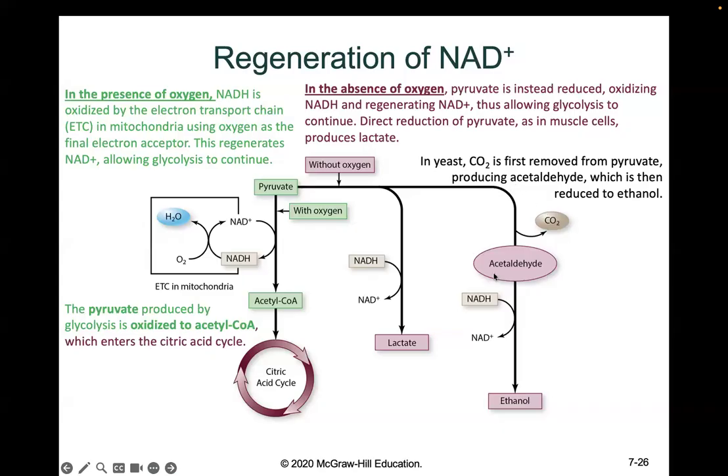In yeast, it's a bit different. Yeast do not get lactate. What happens is that first, CO2 is removed from pyruvate to create acetaldehyde, and now acetaldehyde is the one accepting the electrons. So in mammals, pyruvate directly gets the electrons. In yeast, no. In yeast, you first remove a CO2 to create acetaldehyde, and then it accepts. And you create ethanol. This is how you create alcohol.